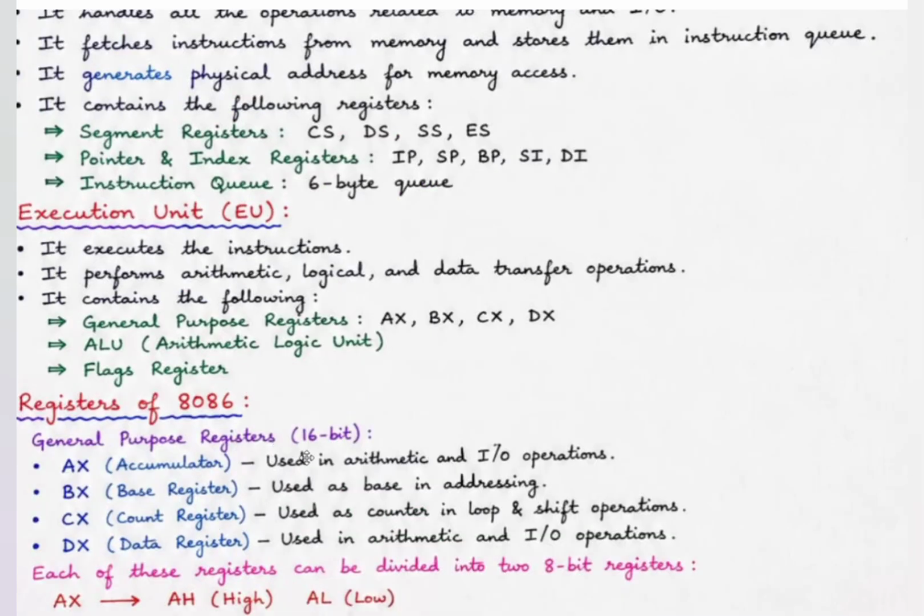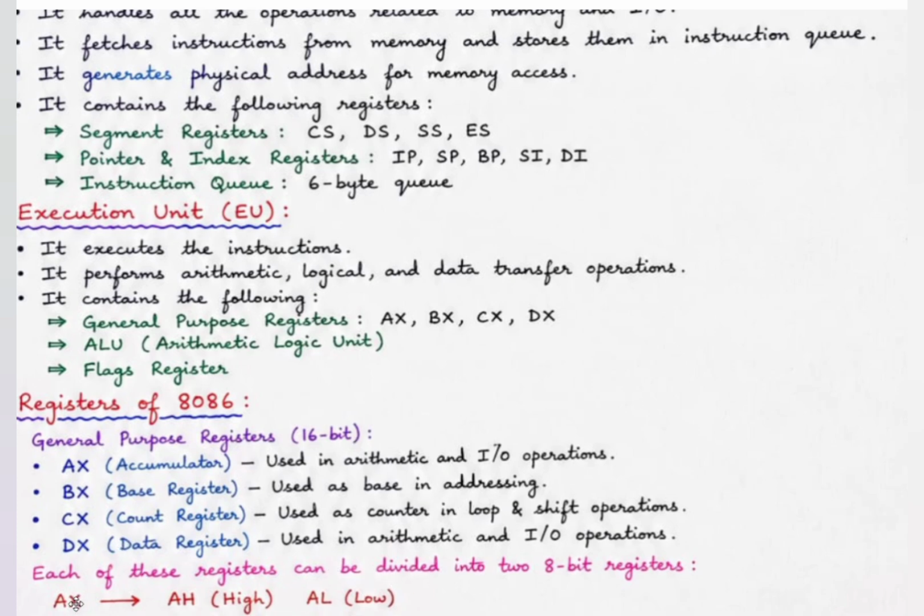Next, AX is used for arithmetic and input operands. BX is used for base addressing, and CX is used for loop and shift operations. DX, the data register, is used for arithmetic and input/output operations, like when data is transferring from input to output. Each register can be divided into 8-bit registers.